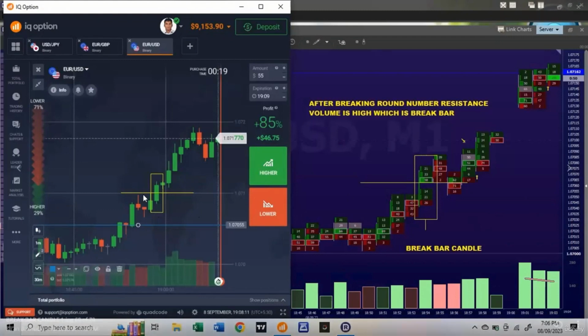This one, round number level actually here. Yes, round number level. I have mentioned it above. Breakout happened. After breakout, round number level, resistance, volume high, which is a break bar. Breakout happened, and yes, break bar. So after break bar, what happened? We can easily place our trade here in the upward direction. So try to observe here.